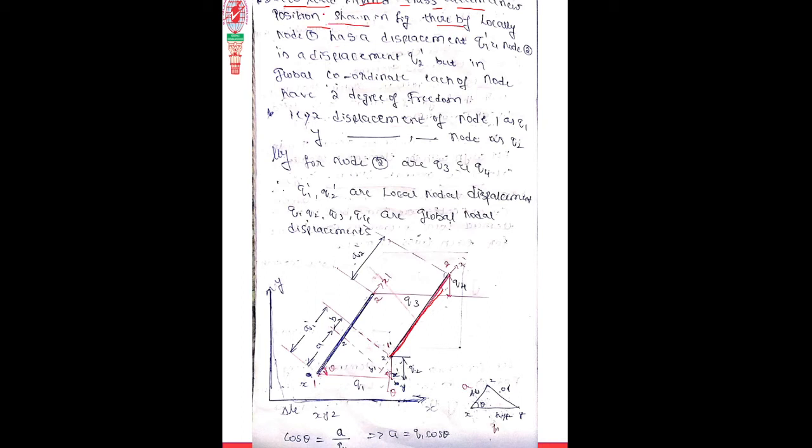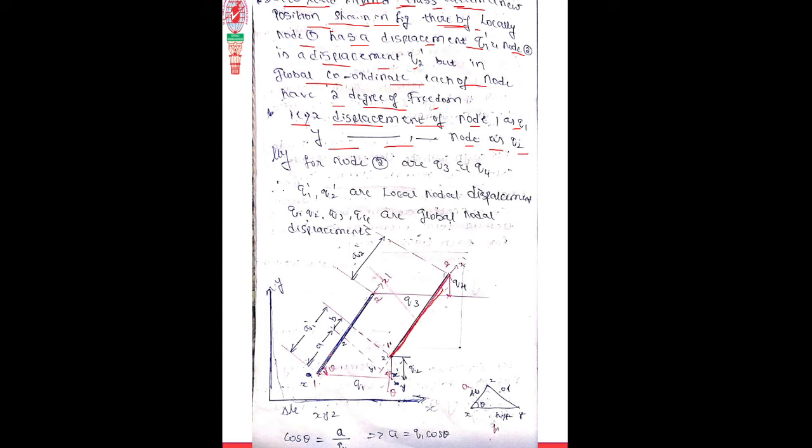Thereby, due to the applied force, the truss attains a new position, as shown in the figure. Locally, node 1 has a displacement of q1 dash and node 2 has a displacement of q2 dash. But in a global coordinate system, each node has 2 degrees of freedom. That is, the x displacement of node 1 is q1, and the y displacement of node 1 is q2.